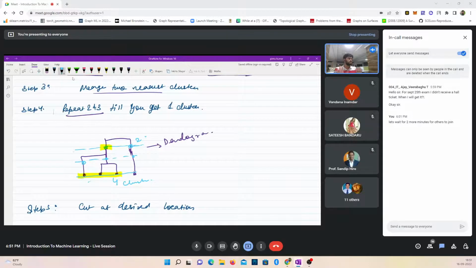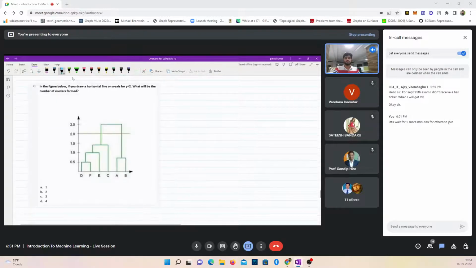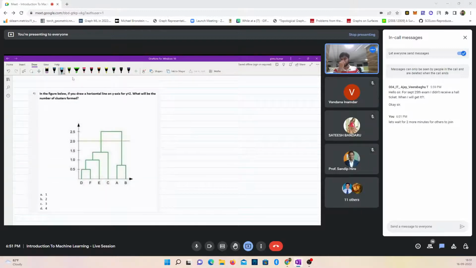Okay. So this is how your agglomerative hierarchical clustering works. An example is like this. This is your dendrogram given to you. It is asking, if they cut at y equal to 2, how many clusters would you obtain? As I mentioned, you will get 2 clusters.